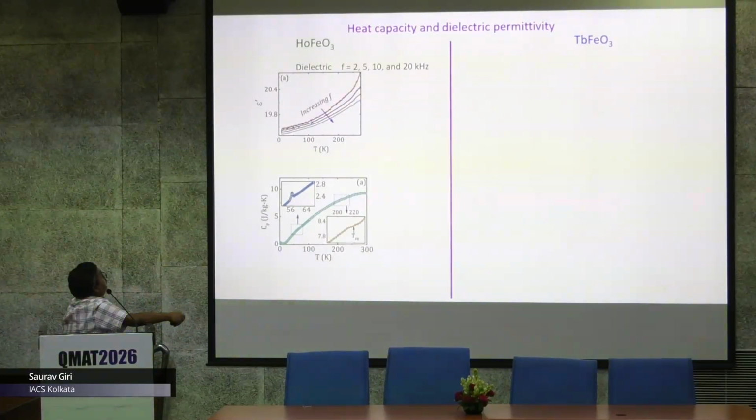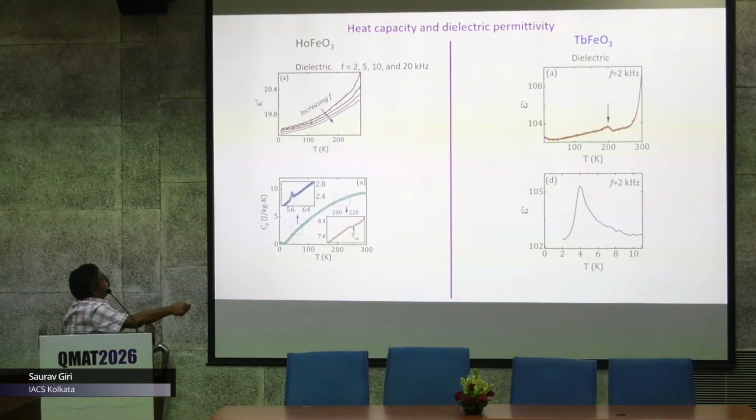Let me start with the heat capacity and dielectric permittivity, because if there is any ferroelectric ordering, it is indicated first in the dielectric permittivity. We recorded the dielectric permittivity as a function of temperature for the holmium compound, and it does not show any anomaly. However, when we measured the heat capacity, if you see these highlights, there is a slope change around this temperature, and at low temperature there is another peak that corresponds to the spin reorientation transition temperature, which is not of our interest.